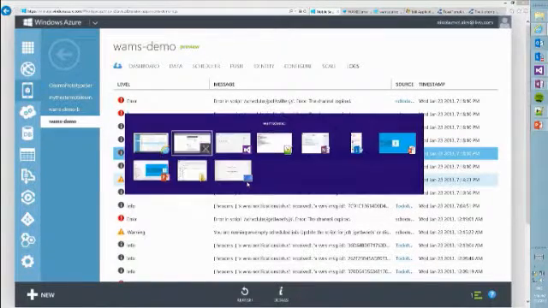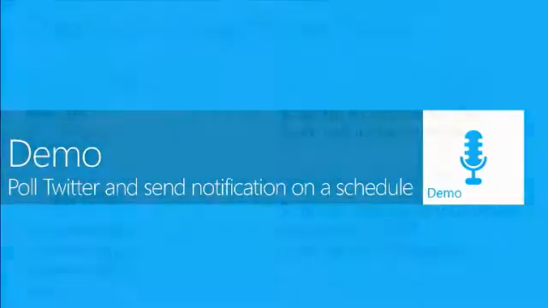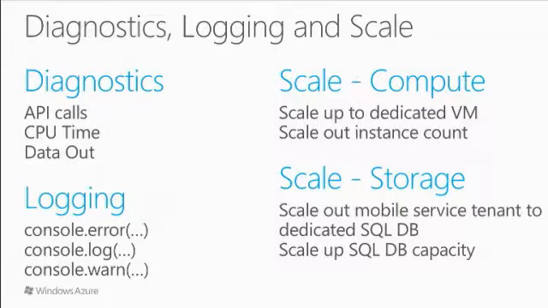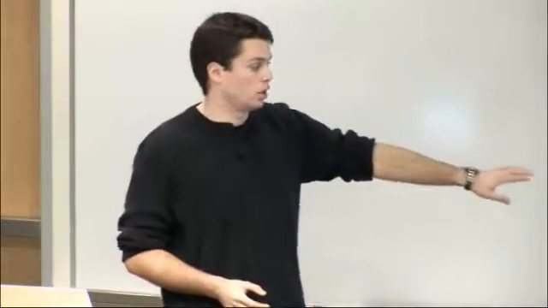Okay, let's go back to earlier slides and move on to diagnostics, logging, and scale. For diagnostics, we give you a very easy way to monitor your API calls, how many you've made, how much CPU time you've used, and how much data you've sent out. For logging, as I mentioned, you have the console module, so you can do errors, logs, and warnings.